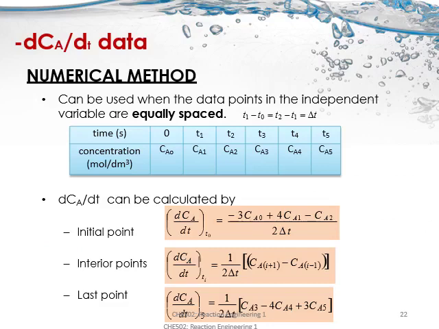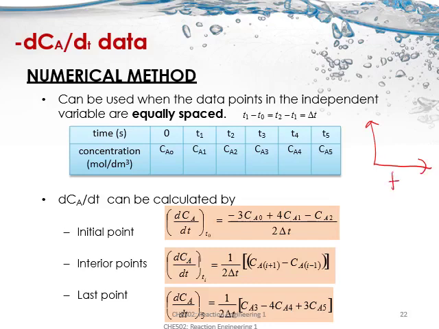Okay, move on to the numerical method, which is simple compared to the graphical methods. This method can be used when the data points in the independent variable are equally spaced. So it must be equally spaced, from 0, t1, t2, let's say 2, 4, 6, 8, 10. What happens if it is not equally spaced? Meaning that you need to again plot the graph.